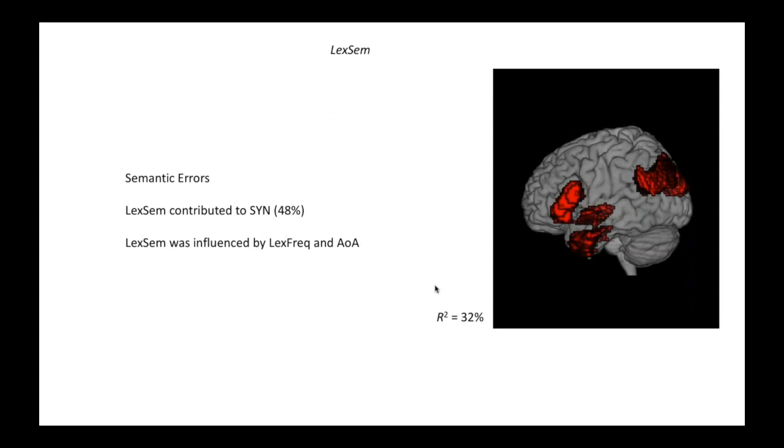Okay, so lexsem, moving on, semantic errors. These are pretty popular in the literature. These are something that are thought to index semantic comprehension and processing, generally executive function. And we found that it contributed to synonymy triplets. It accounts for about 48% of the scores in synonymy triplets. And it was influenced by lexical frequency and age of acquisition independently. So this is another interesting thing that is talked about in the literature, independent effects of frequency and age of acquisition. And you can see the critical regions here sort of highlight what is typically thought of as a semantic processing network, the dorsal frontal and posterior parietal areas. And then also the anterior temporal lobe, which is kind of a semantic hub area sometimes.